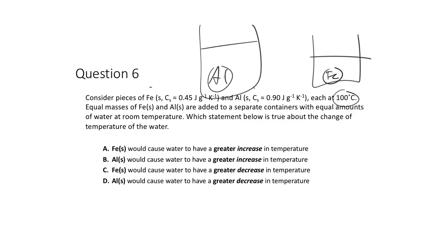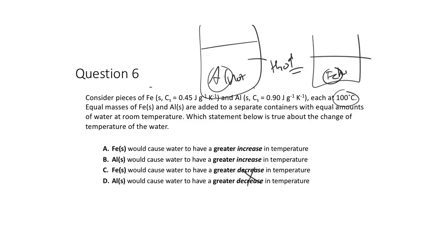And then we're going to ask the question, well, which statement is true about the change of the temperature of water? So would iron cause the water to have a greater increase in temperature, or would the aluminum? Or would one of them cause water to drop in temperature? Well, obviously we're putting hot pieces of these items into cooler room temperature water, so the water temperature is going to increase, not decrease. So it makes no sense that adding something hot to something cool will cause a decrease in temperature. And so we get a temperature increase. And then will we get a greater increase from iron or aluminum? Which one has more heat to lose would be the question.